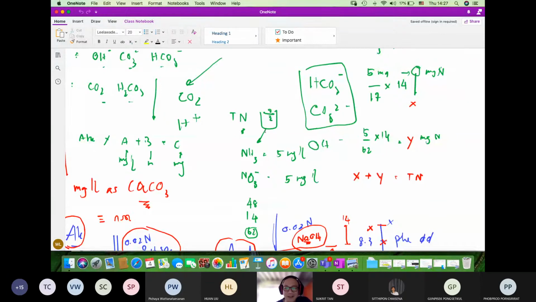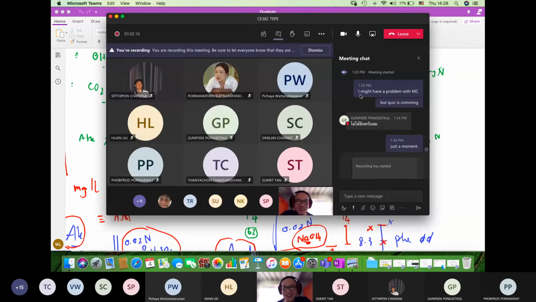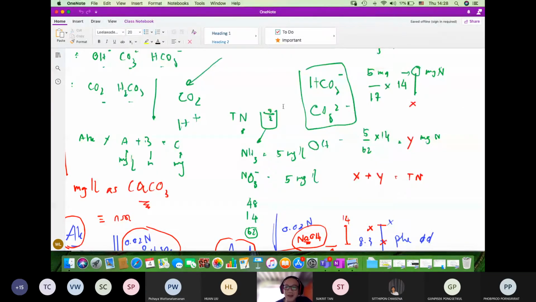If you are not, just tell me. I think I have already shared the screen. Here is the water sample. So if this sample contains ammonia, 5 milligrams per liter, and also nitrates, another 5 milligrams per liter.